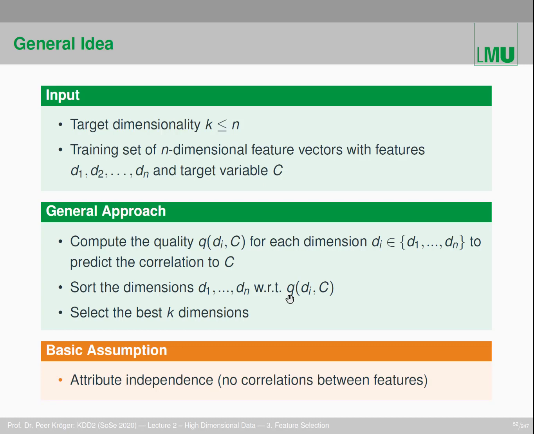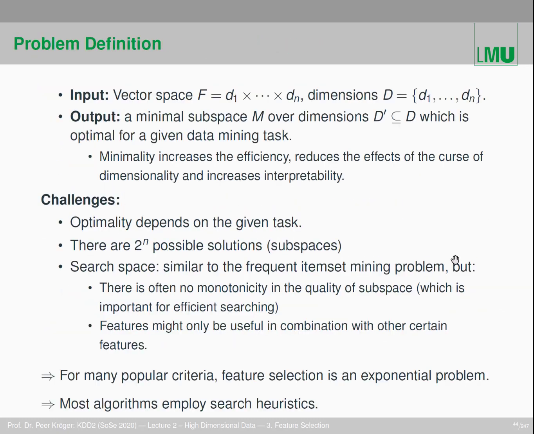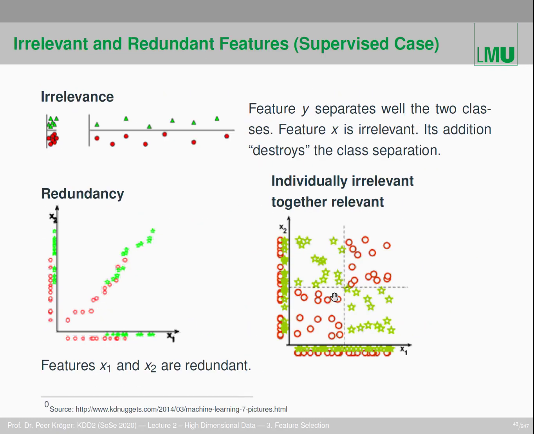Very simple. If you have a quality measure, that's very simple, and the basic assumption is also quite simple, because you assume attribute independence. So you assume that there are no correlations between features, and just looking at each individual feature gives you the optimal k-dimensional feature space. And you know, of course, that in the scenario we had here, look at this one here, that of course fails, obviously.